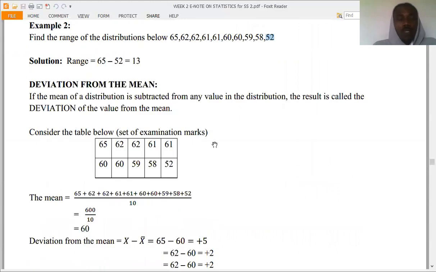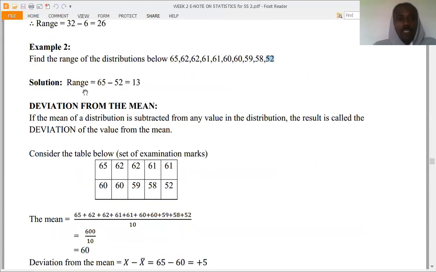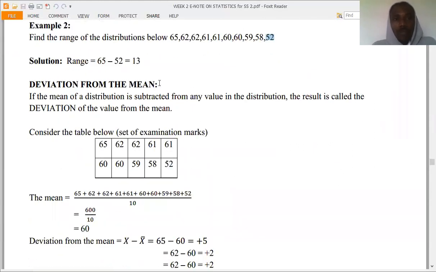Two, let's quickly look at the deviation from the mean. If the mean of a distribution is subtracted from any value in the distribution, the result is called the deviation of the value from the mean. Consider the table given below, which is the set of examination marks: 65, 62, 62, 61, 61, 60, 60, 59, 58, and 52, the previous data set we considered earlier.